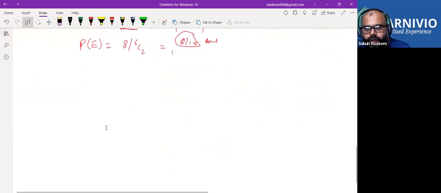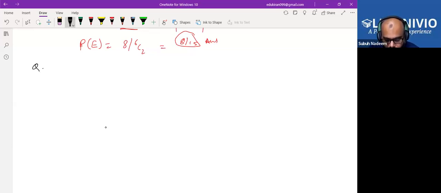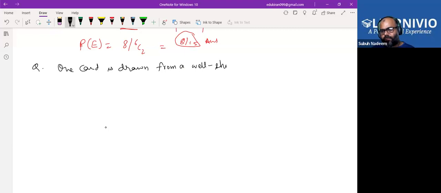Let us come to the next question. It says one card is drawn from a well shuffled pack of 52 cards. What is the probability that a card will be a diamond?